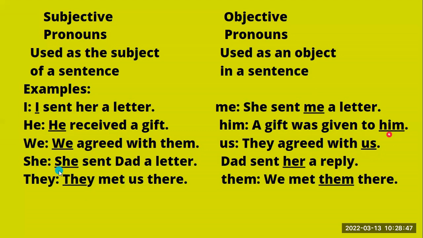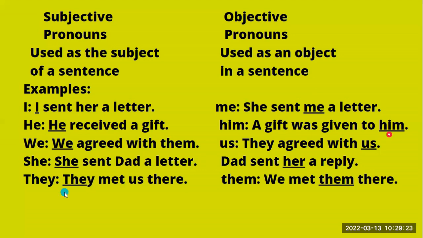Then let's look at she. She sent dad a letter. She is used as the subject of the sentence, who is the doer of the action. She's the sender of the letter. But here, we are looking at her. Dad sent her a reply. Here, she's the receiver of the reply. So when you look at the objective form of the pronoun, it is always used when you place that in the position of the receiver, all right?